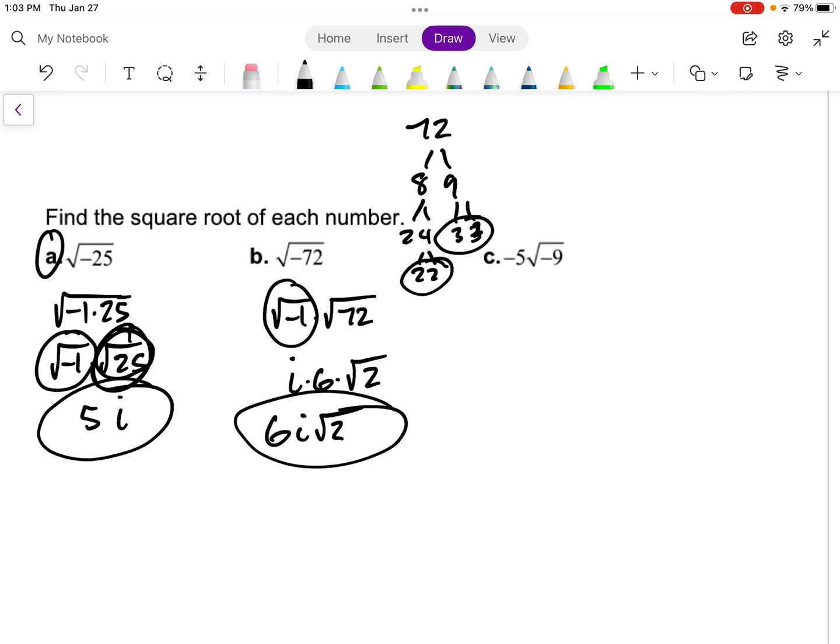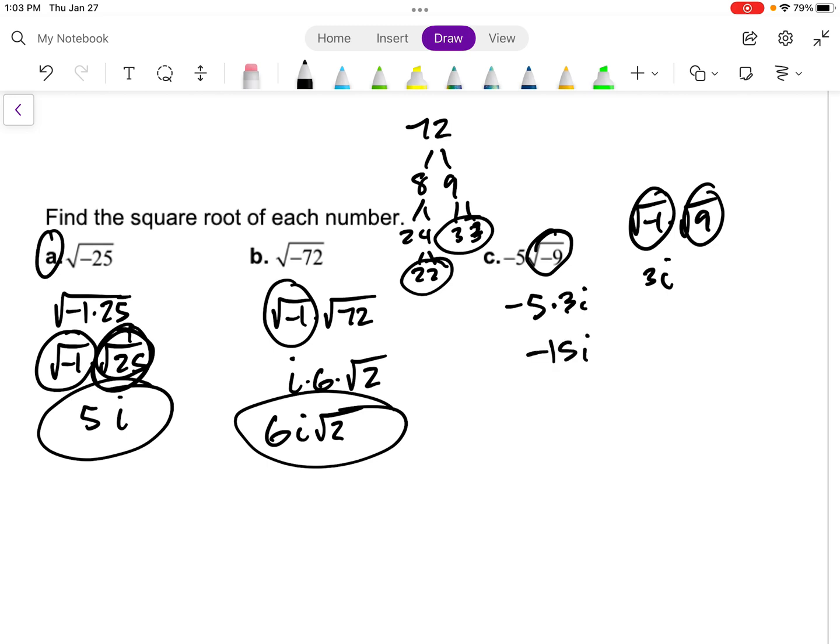C is pretty similar to that. It's got that -5 out in front. That's just -5 times, and then I just have to simplify the square root of -9. So that would be square root of -1 times the square root of 9. That's i. That's 3. So I end up with -5 times 3i, and you end up with -15i.